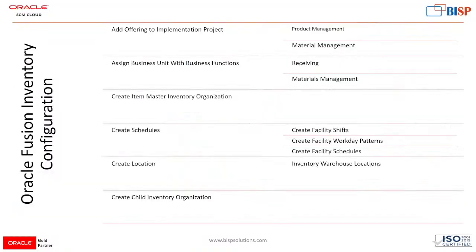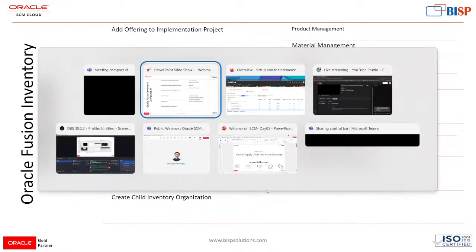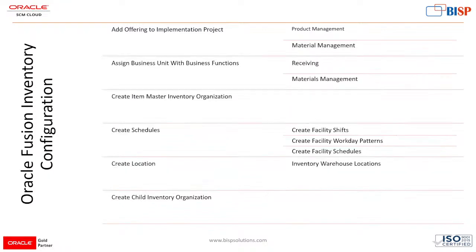We created the master org out here. Then we created the schedules, that schedules and workday pattern, and the facility. That facility we created with the workday pattern assigned, and the workday pattern is assigned to the facility, and whatever schedules we created have been associated in your child org. So we also created the location, right? So let me move to the next slide.